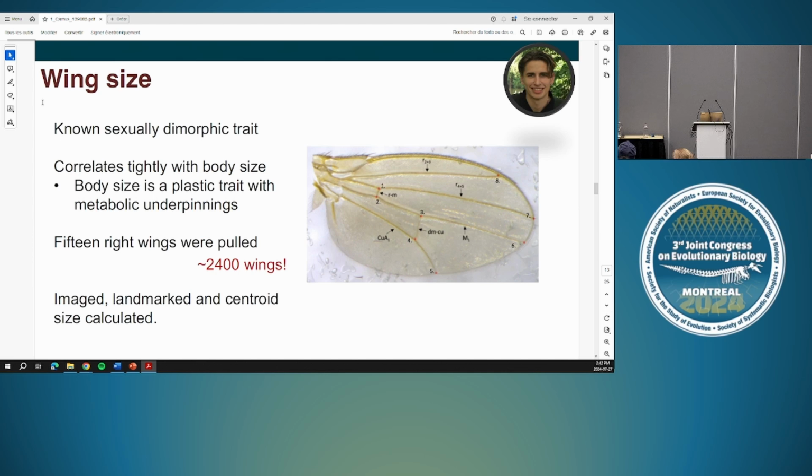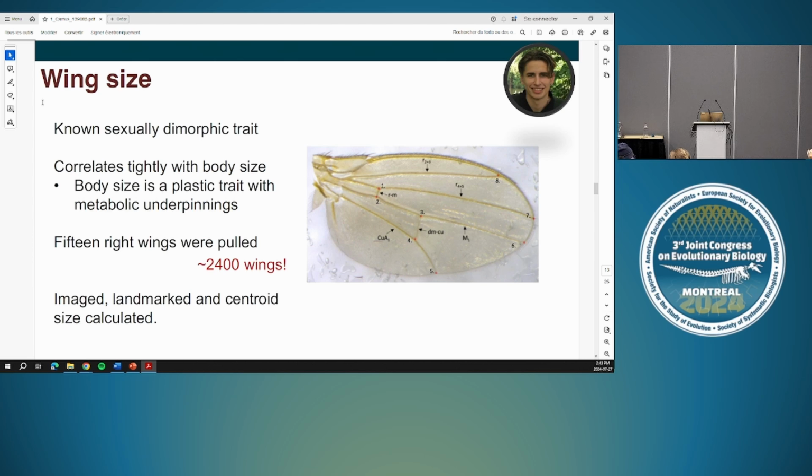So I'll tell you this story in chronological order as things happened. As soon as we created this panel, we got this wonderful master's student, Lorcan, who wanted to test mother's curse across this whole panel. Because it's Drosophila and it's a lot of genotypes, doing these really big phenotypic assays is really labor and time intensive, especially going into a pandemic. What we decided is that we would look at wings, because we know that wing is a sexually dimorphic trait, so tick on that prediction, and it correlates tightly with body size, big wing, big fly, and body size is a very plastic trait with heavy metabolic underpinnings. So we thought this would be a really good trait to measure to look into mother's curse.